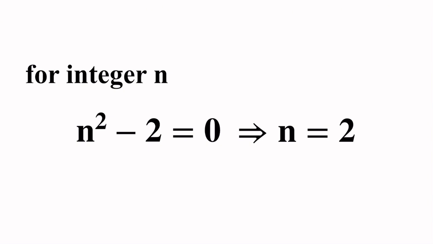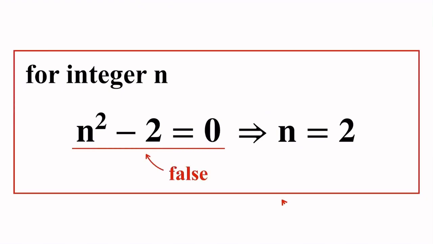In this example, the statement n squared minus 2 equals 0 is never true for any integer n. So the condition P is false, which means the entire statement is true. Did you understand this trick?